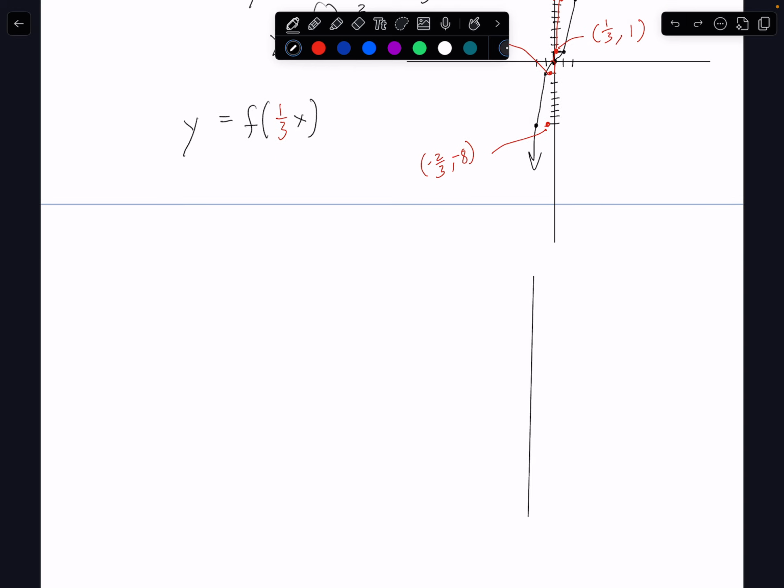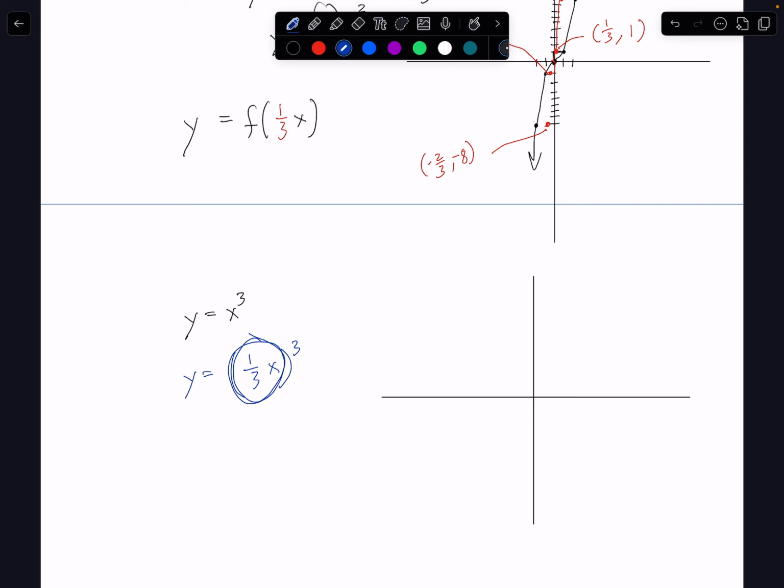Horizontal stretching is a little easier to see. And it'll be easier once I have its own graph here. So here I'm going to graph two things. I'm going to graph the original function, x cubed. And then in blue, we'll do y is equal to 1/3 x, that whole thing cubed. And notice again, the 1/3 is being applied before the function of cubing is applied. Before the f of x is applied.